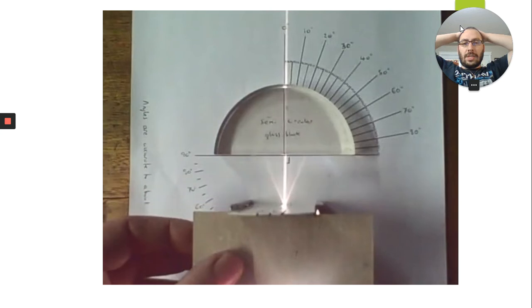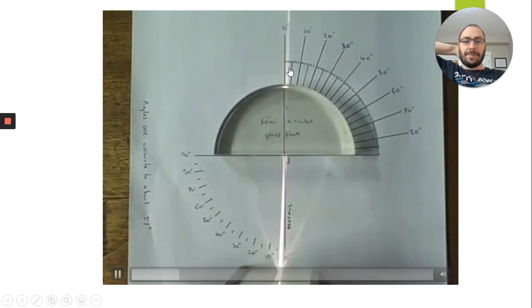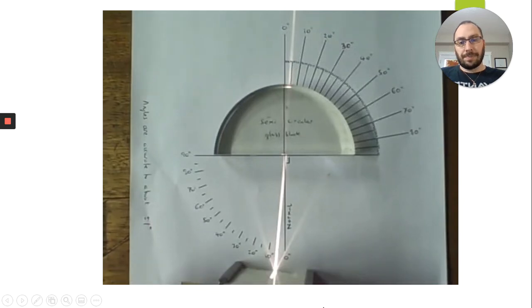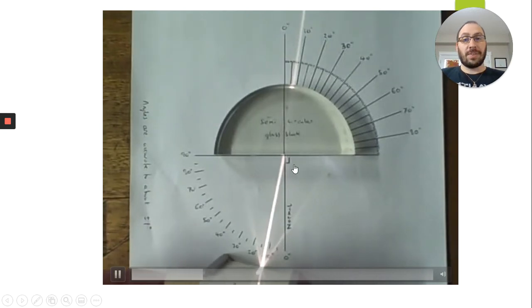Look at that ray of light going right through. It's right through the normal, so you can see it goes straight through. There's no refraction occurring here. Goes in 5 degrees, comes out 5 degrees. Goes in 10 degrees, comes out about 7.5. You're seeing refraction happen here.